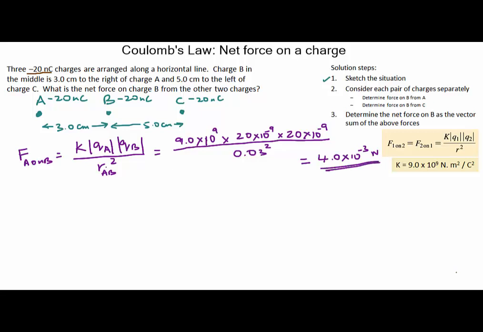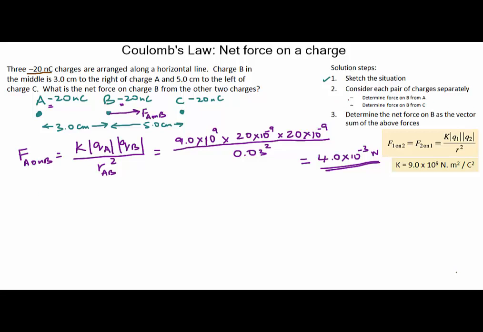Now this equation only gives us the magnitude of that force, and that's its value. And for the direction, we are interested in the force on B, and this is the force from A, and because A and B both are negatives, they will repel each other, so the force of A on B will be away from A, so to the right. So here's FA on B.